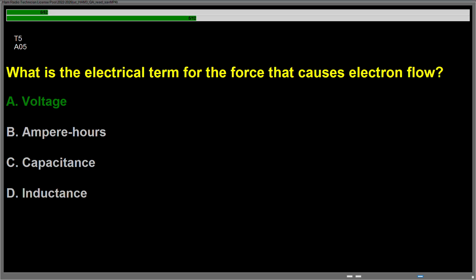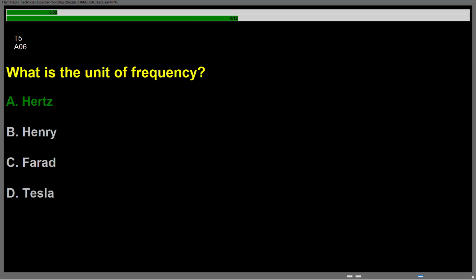Question Alpha 05, what is the electrical term for the force that causes electron flow? Answer is A. Voltage. Question Alpha 06, what is the unit of frequency? Answer is A. Hertz.